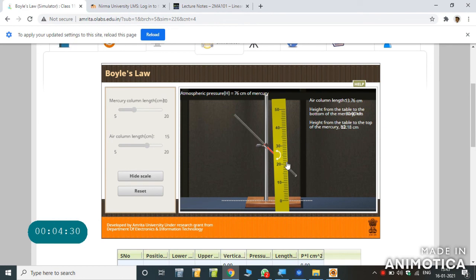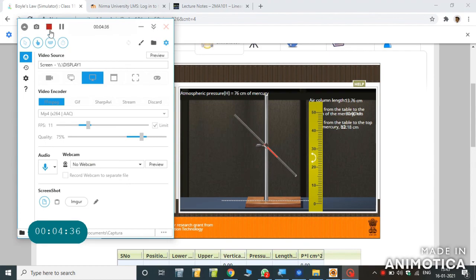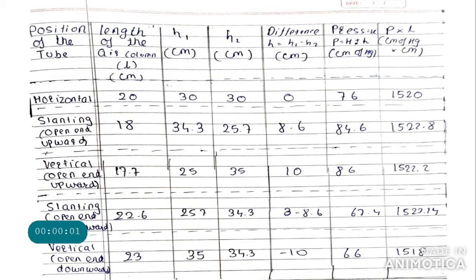Thus we can perform this experiment for the different types of setups. So now we perform all these 5 parts of this experiment: first, keeping the quill tube horizontal with respect to the stand, then second part slanting with open end upward, then the quill tube vertical with open end upward, then the fourth part slanting with open end downward, and vertical with open end downward.